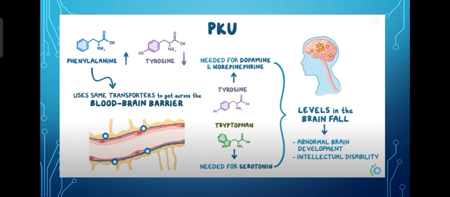So as I've already told you, tyrosine, formed from phenylalanine, is required for the synthesis of neurotransmitters such as epinephrine, dopamine, norepinephrine. So if the level of tyrosine is less, it leads to abnormal brain development and intellectual disability.